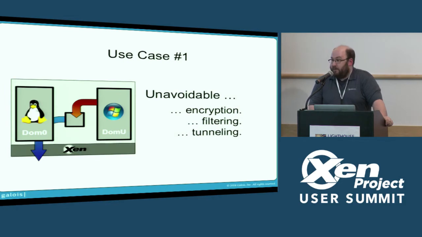It gives you unavoidable encryption if you want. It gives you unavoidable filtering or tunneling. Basically, it allows you to put any sort of filtering or tunneling box outside of the operating system you're protecting. So in this case, if Windows has a bug or a virus or whatever, even up to a kernel-level virus, it can't avoid going through your VPN tunnel, or through your filtering mechanism. This is really useful for a variety of security purposes.